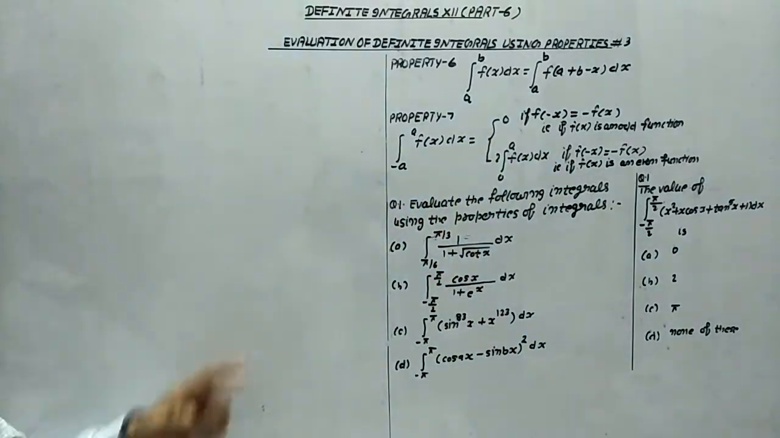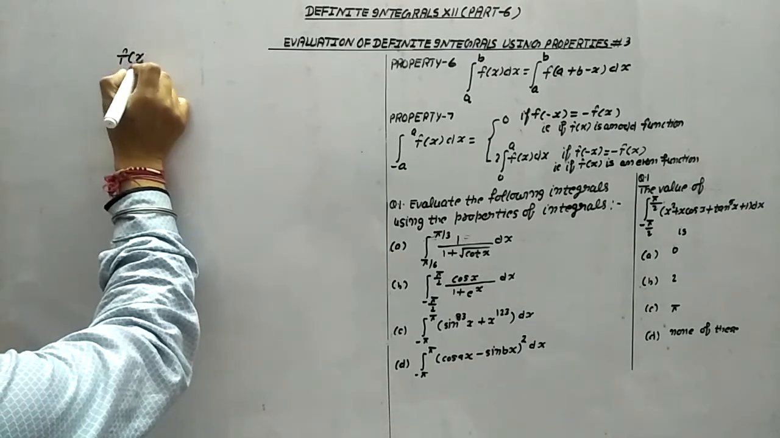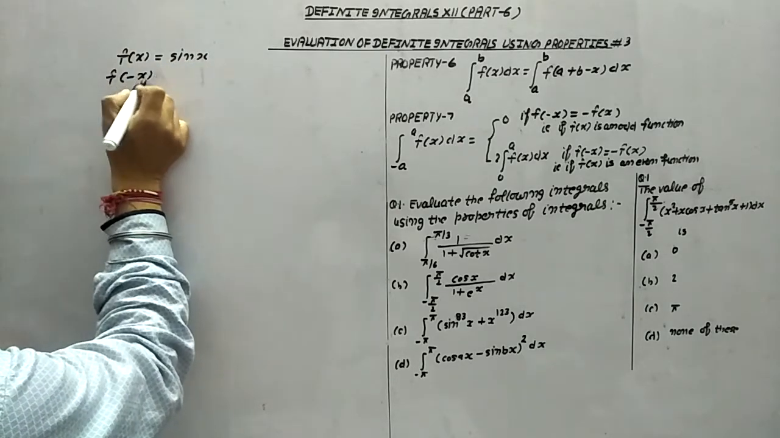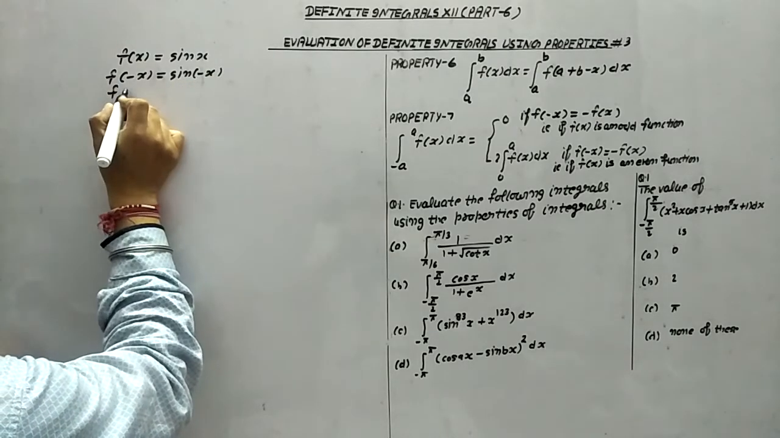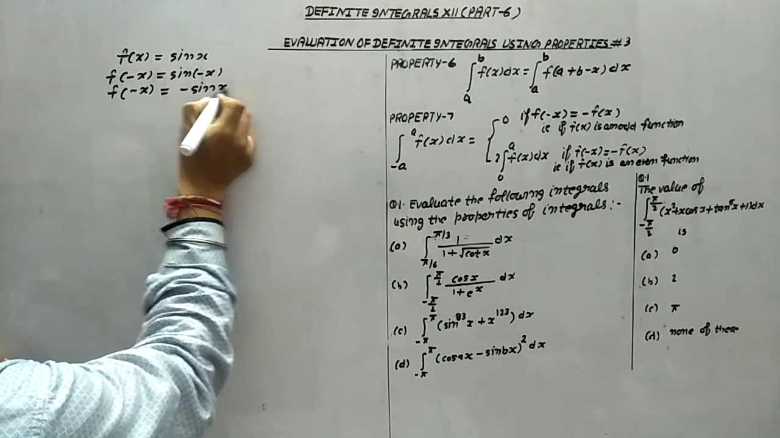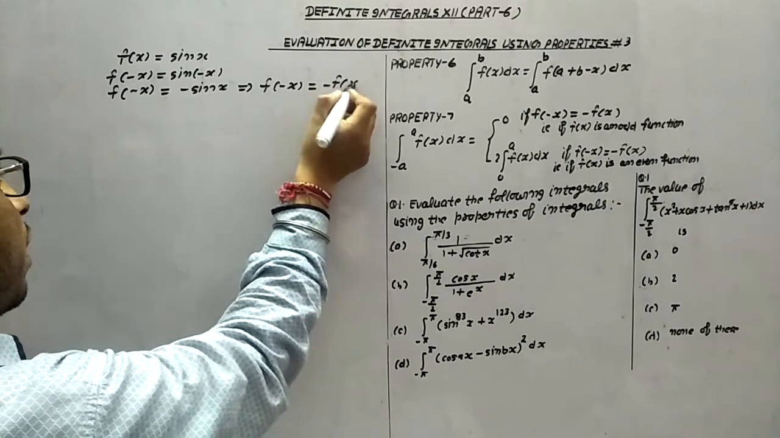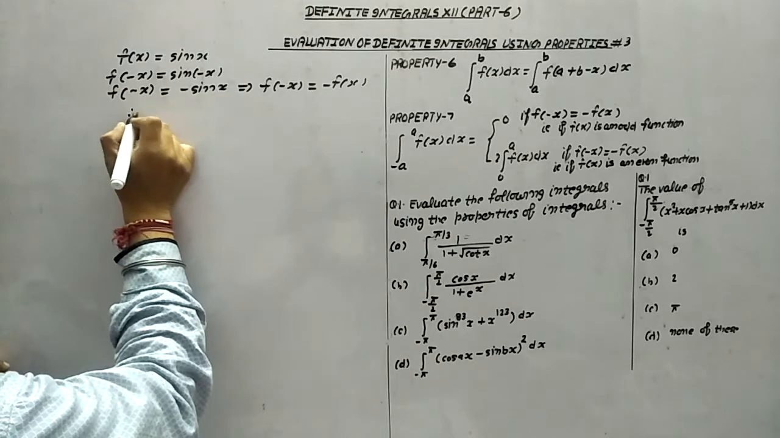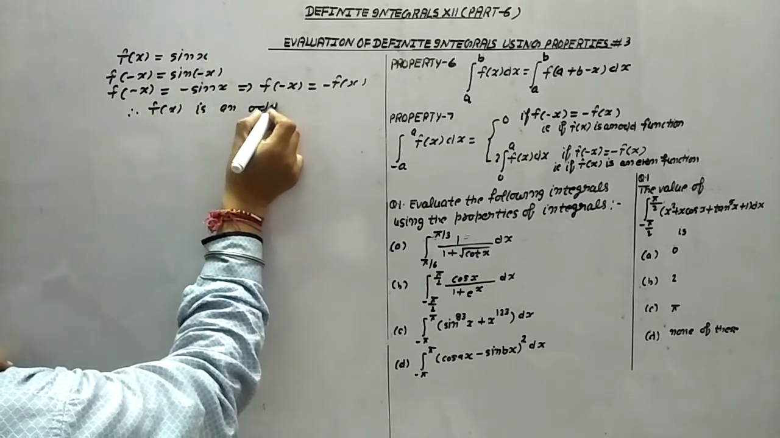Now, to understand property 7, first of all we have to understand this fact. Let us suppose we have the function f(x) is equal to sin x, and if we find f(minus x), that means sin(minus x). Sin(minus theta) means minus sin theta. It means f(minus x) is equal to minus sin x. It implies that f(minus x) is equal to minus f(x). If we have a function like that, f(minus x) equal to minus f(x), then we say f(x) is an odd function.